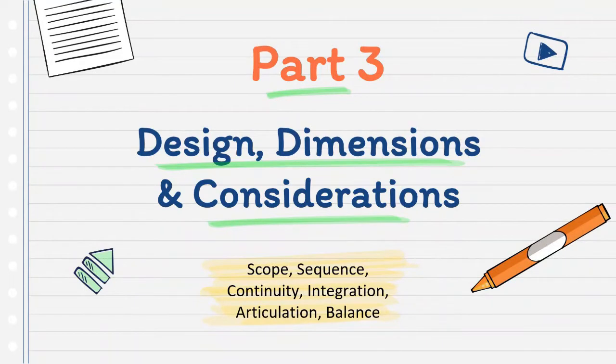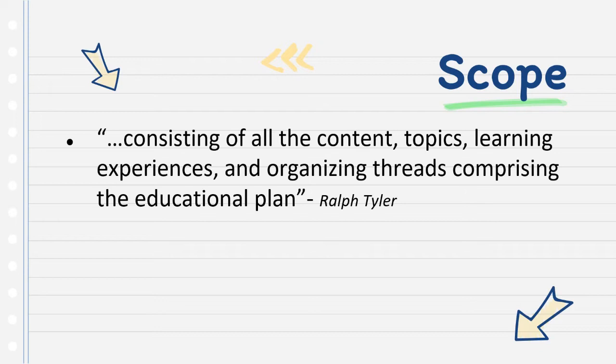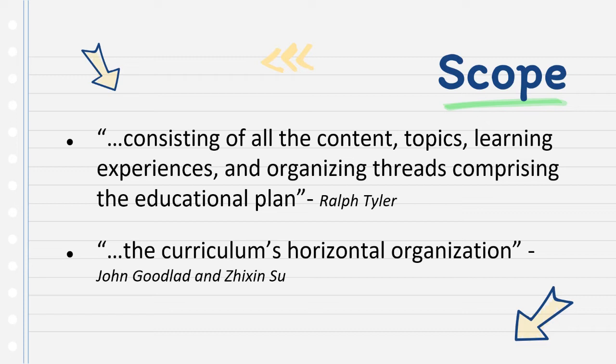Next is part 3 of the components of curriculum design, which is design, dimensions, and considerations. In this video, we are going to talk about the scope, sequence, continuity, integration, articulation, and balance. Let's start with the scope. The scope consists of all content, topics, learning experiences, and organizing threads comprising the educational plan, the curriculum's horizontal organization. That's according to John Goodlad and Shin Su.